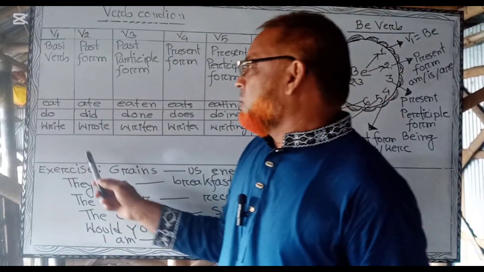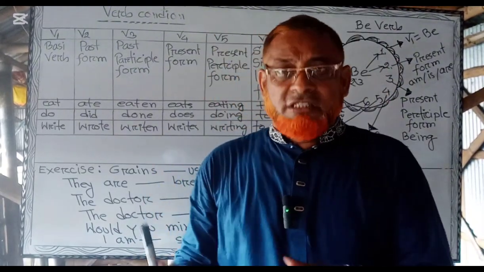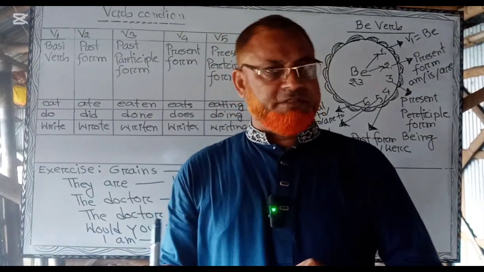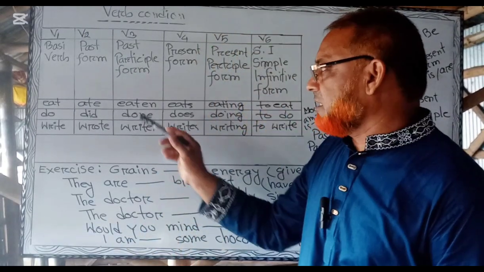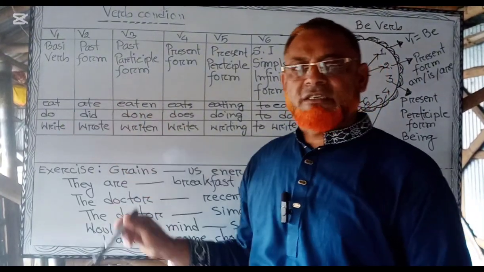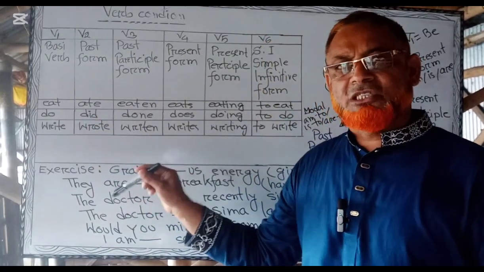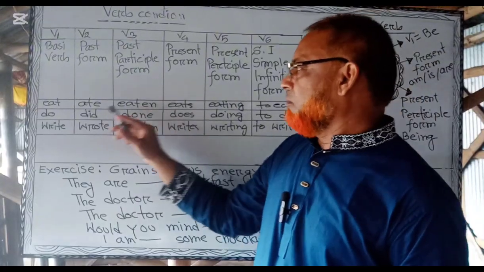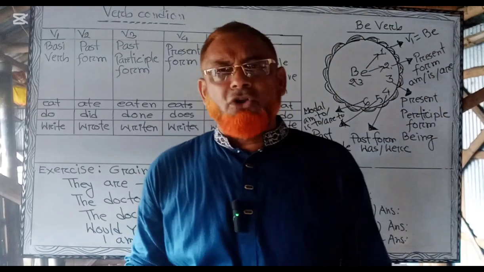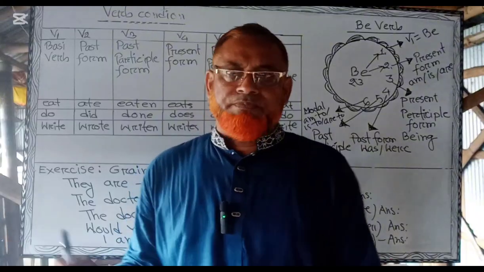Okay? So the next verb is verb 3. You have to know what verb 3 is. When a verb is turned into a participle form, that verb is called verb 3. For example: eat, eaten. This eat verb is the basic verb. When this basic verb turns into the past participle form, the verb is called verb 3. Eaten. For example: do, done; write, written; and also opened, bought, etc. Okay?